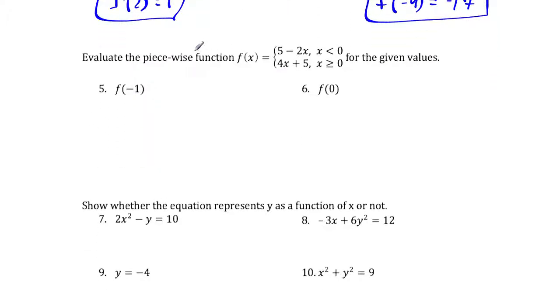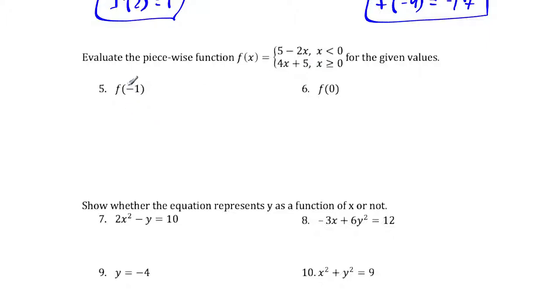Now we have a piecewise function. We have to determine which line we're going to use. So notice the piecewise function has 5 minus 2x when x is less than 0, and all other times, so when x is greater than or equal to 0, I'm going to use 4x plus 5.